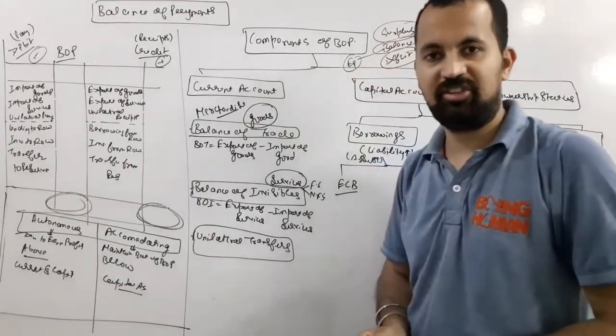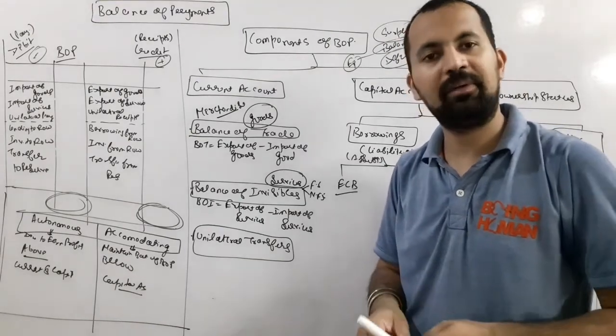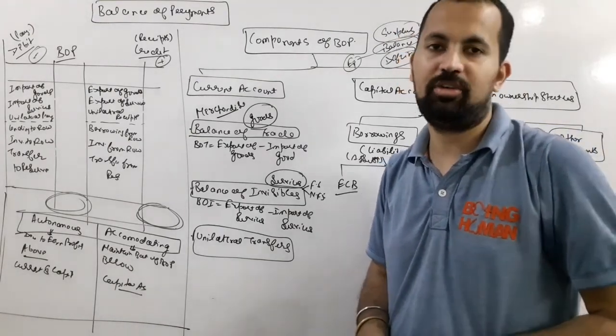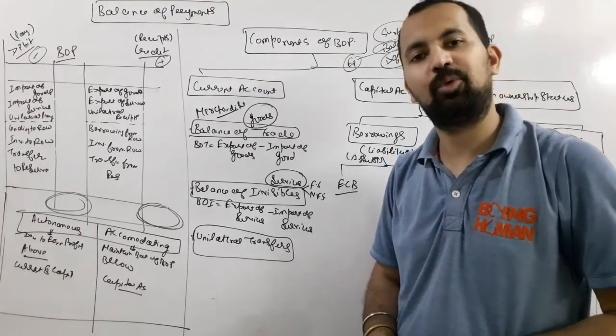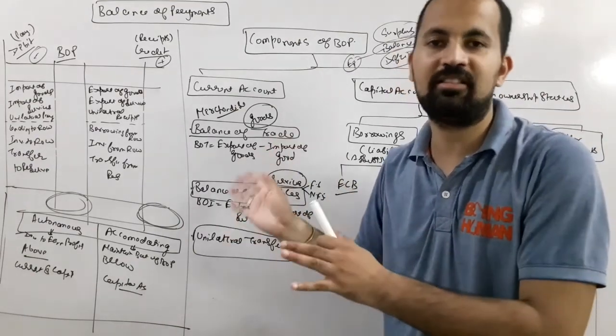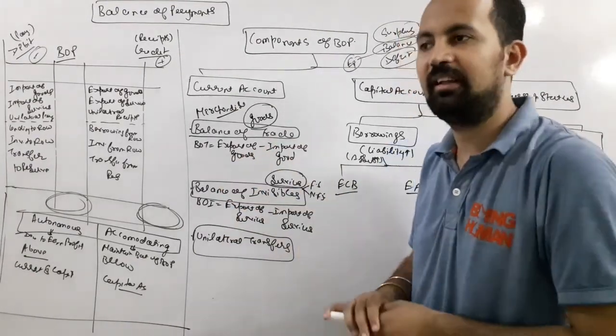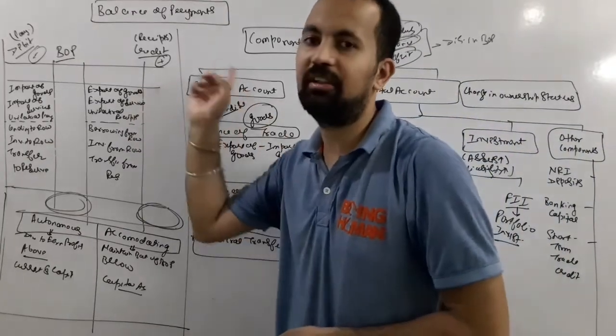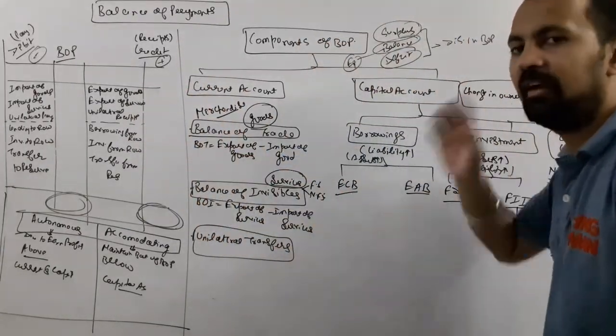Surplus means a situation in which receipts were more than the payments, and deficit means a situation in which payments were more than the receipts. This is the BOP, the last chapter of macroeconomics, that shows the situations of the current account and the situations of the capital account.